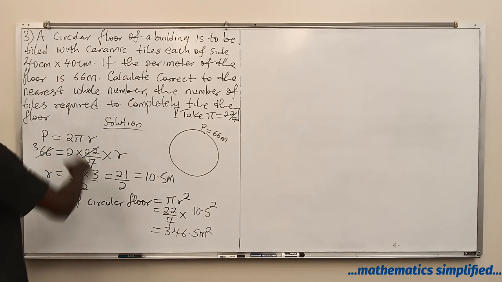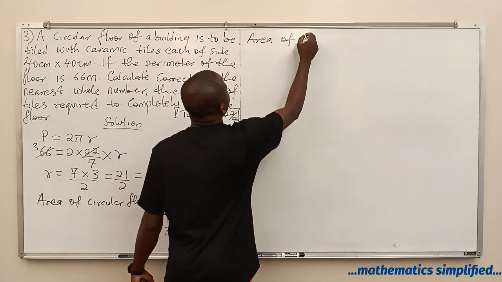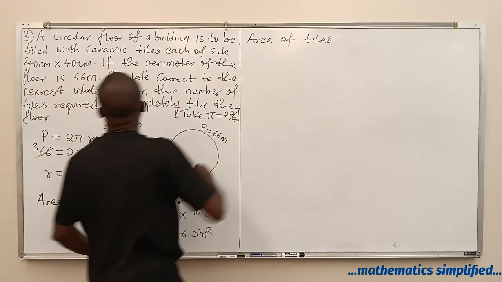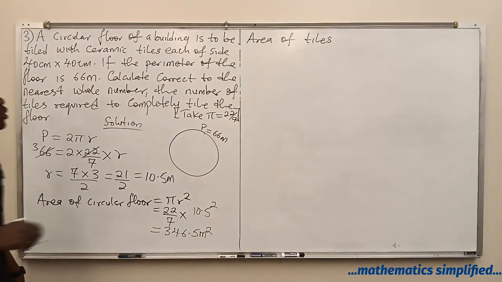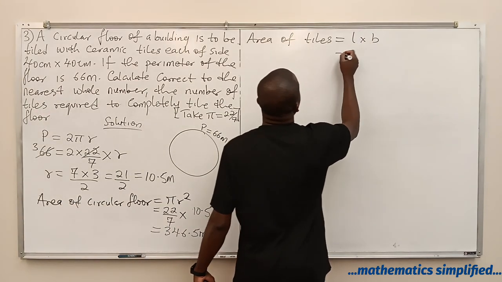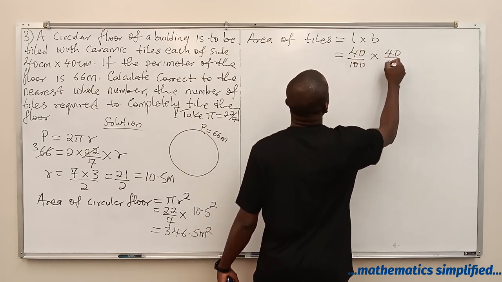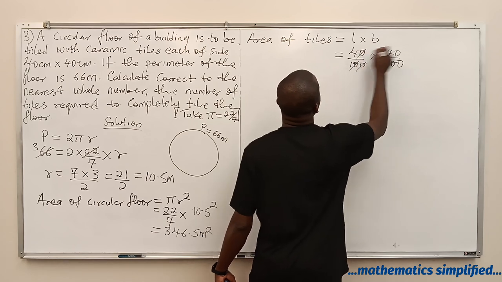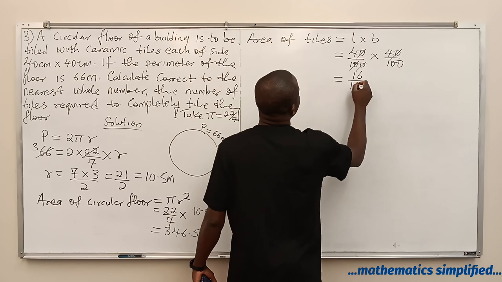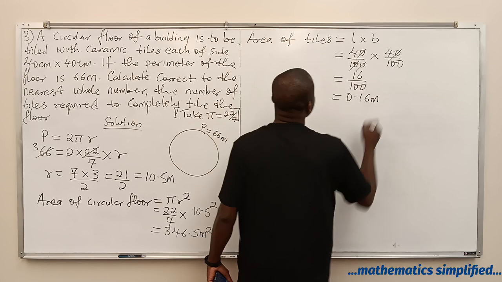The tile is 40 cm by 40 cm. So area of tile. We'd like to convert it to meters, and to convert cm to meters, we divide by 100. Remember, area is length times breadth, and so it will be 40 over 100 times 40 over 100. So 0 cancels 0. So we have 16 over 100, which is 0.16 meters squared.